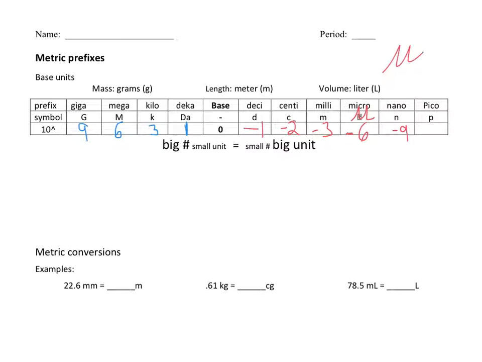A lot of atomic radii. So the radius of an atom is usually measured in nanometers or picometers. Pico is negative 12.